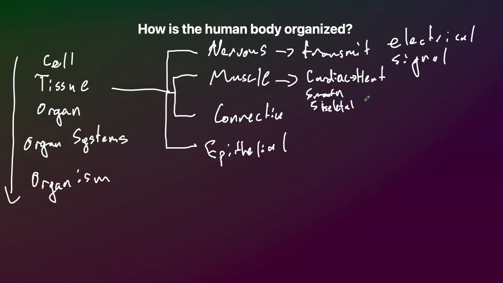And smooth, these are found in blood vessels and stuff on the outside, and when they contract, the blood vessel itself contracts, so it's used for stuff like that, and when you swallow, it helps move your food down your esophagus to your stomach by rhythmic contractions. And skeletal, this is conscious.